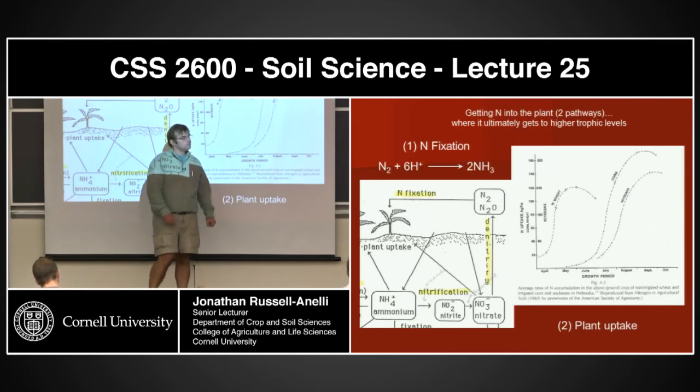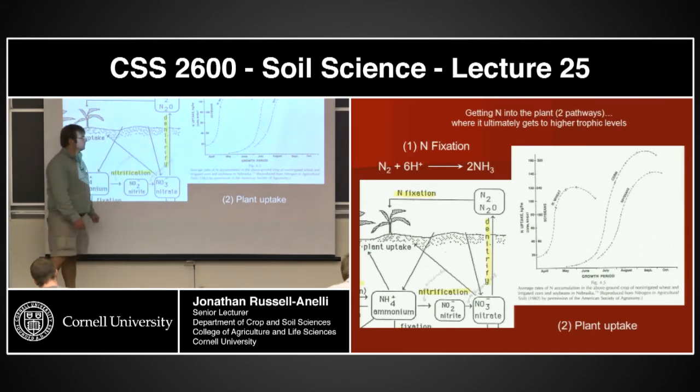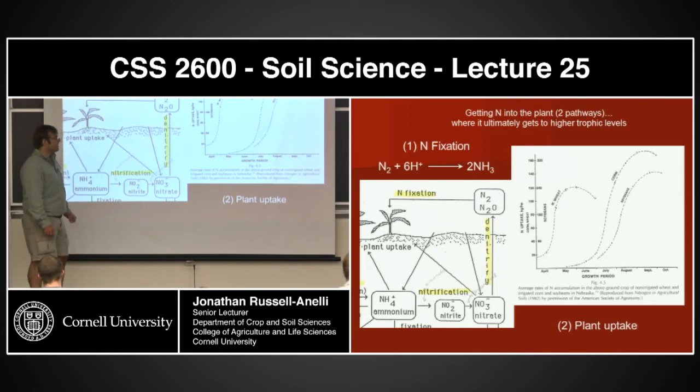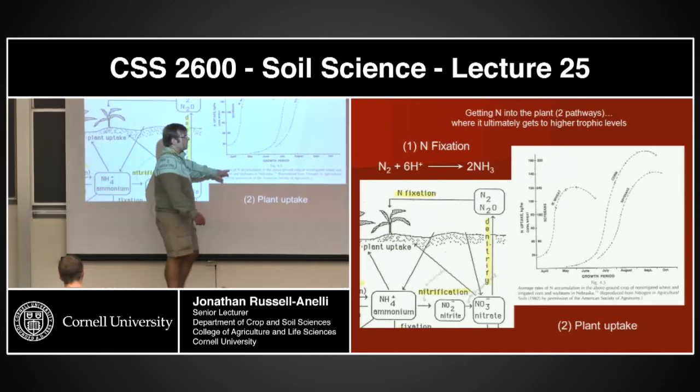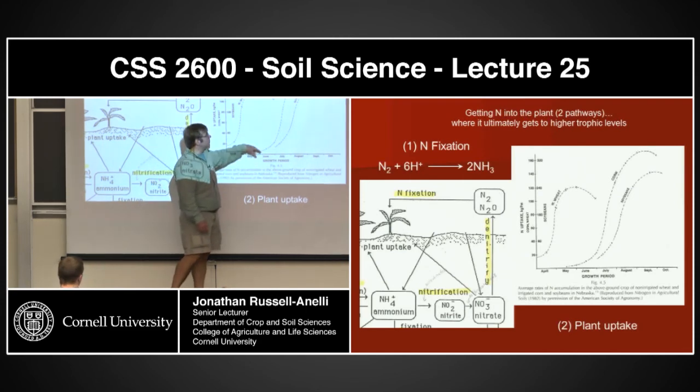Go. Question, so is that cumulative nitrogen uptake over the season? This is accumulation above ground. This is the average rate of nitrogen accumulation above ground.